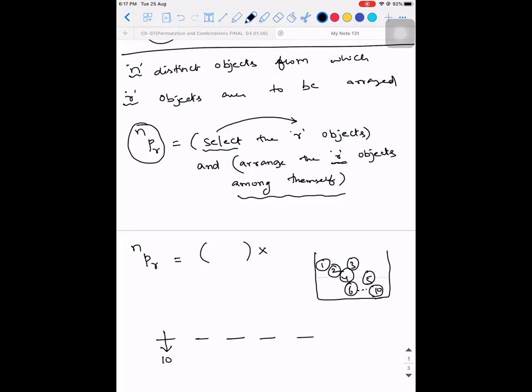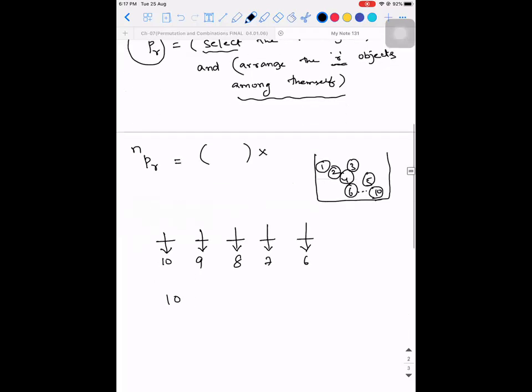In the 5 spaces, here how many objects can you place? 10. Here? 9, 8, 7, 6. So 10 into 9 into 8 into 7 into 6 is equal to 10p5. Can I put it like this? Yes, sir, I can put it as 10p5.